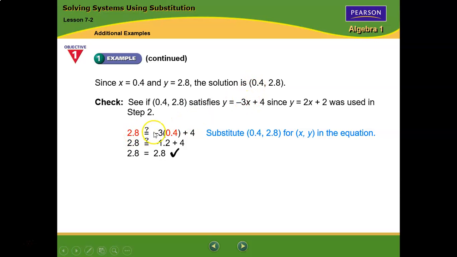So 2.8 equals negative 3 times 0.4 plus 4. Now notice this question mark at the top, because we're checking to see if it's true. We don't yet know if it's true, so that's why there's a question mark there. We're not sure. So let's follow the order of operations. Negative 3 times 0.4 gives us negative 1.2, and negative 1.2 plus 4 leaves us with 2.8. So is the right side of this equation equal to the left side? And we can see that it is. These values are the same, so we know that it's true. So therefore, this solution, (0.4, 2.8), is a solution to this system.